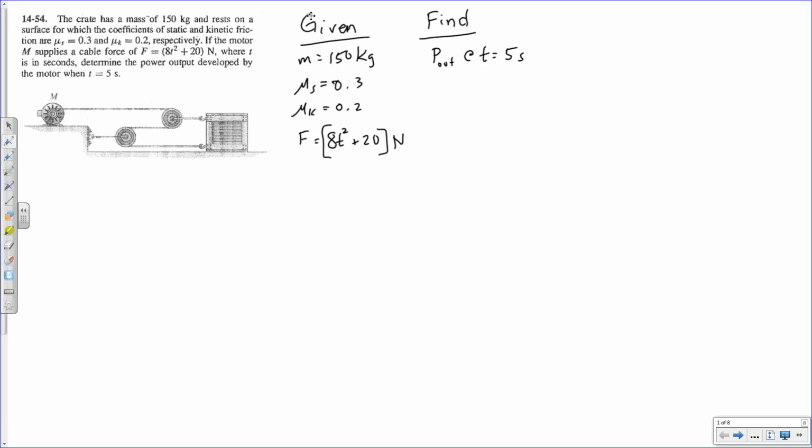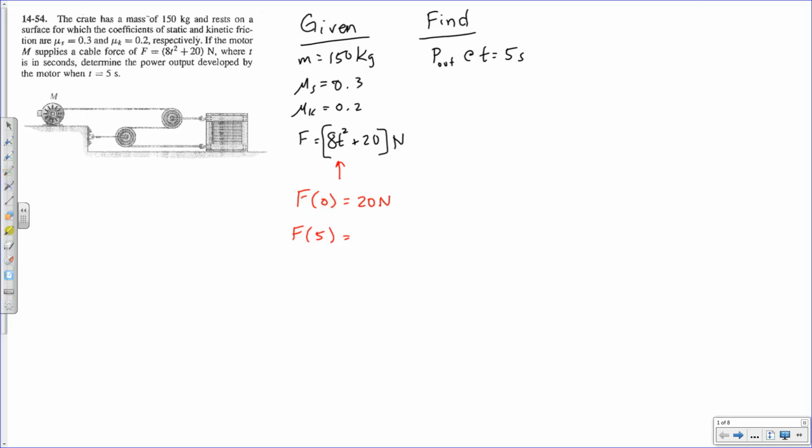Okay, so let's visualize what's going on in this problem. We have a crate that's attached through this pulley system to a cable that is being drawn in by the motor itself. The force applied to the cable from the motor, as we said, is a function of time, 8t squared plus 20. So initially, at time equal to 0, if we plug t equals 0 into our force equation, we find that the force initially is 20 newtons.